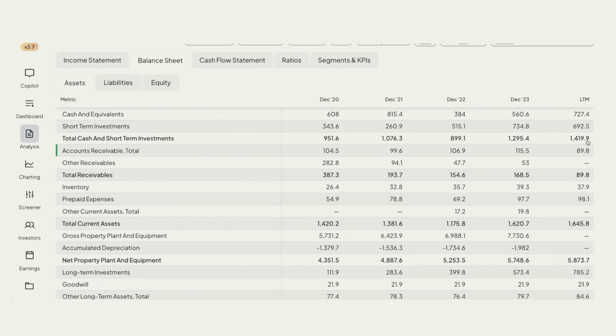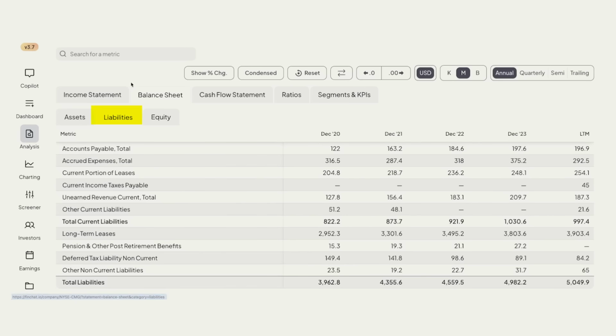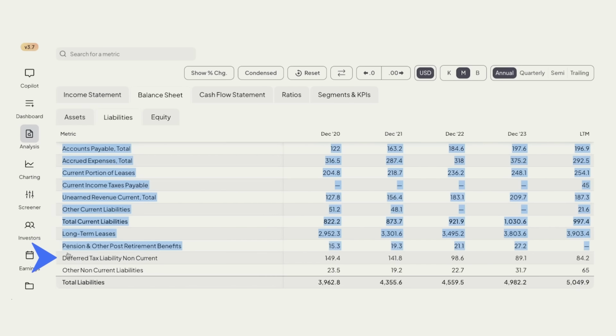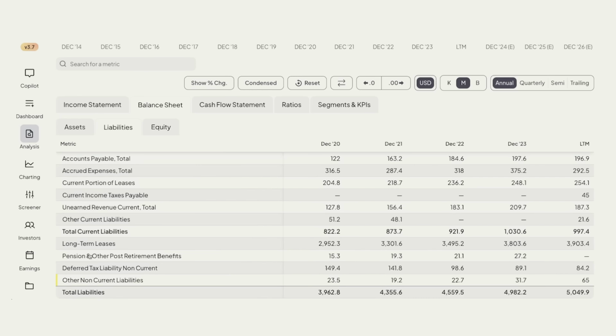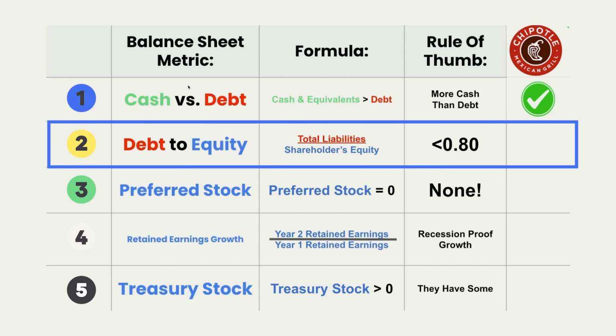Now, in the most recent period, this company had about $1.42 billion in cash and short-term investments on its balance sheet. That's quite good. But how does that compare to the company's debt level? Well, I'm going to click over to the company's liabilities, and if I scroll my eyes down here, I actually don't see the word debt listed anywhere. That tells me that this company has a debt-free balance sheet. So when it comes to rule of thumb number 1, this company has tons of cash, 0 debt. It passes Buffett's test.